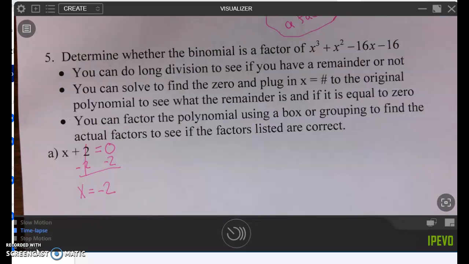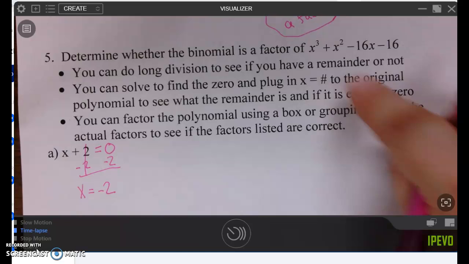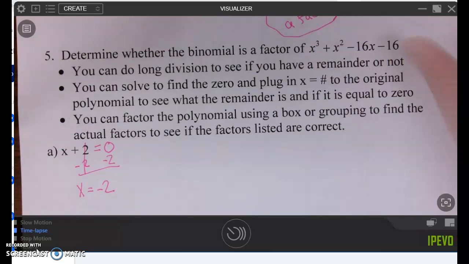So what the remainder theorem says is that you can plug that number into any x in the polynomial, so every x in this polynomial, and see if you get a remainder of 0 or if you get a remainder. It'll tell you what the remainder is.